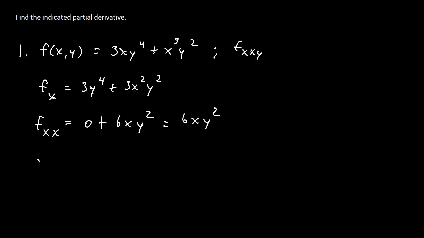Now let's find f sub xxy. We're going to take the partial derivative of f sub xx with respect to y. Once again, y is the one that we derive, and x is going to be a constant. The derivative of y squared is simply 2y. So we get 6x times 2y to the first, which will give us a value of 12xy.